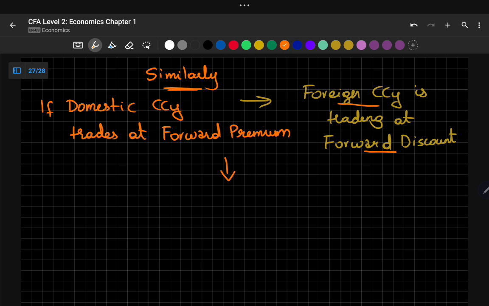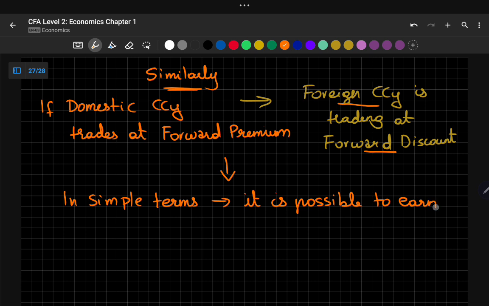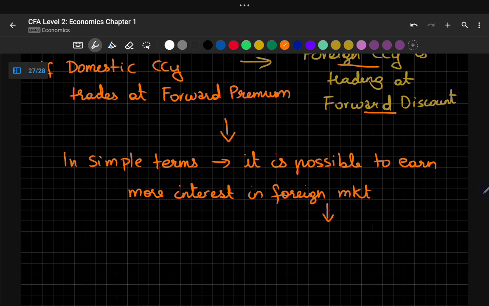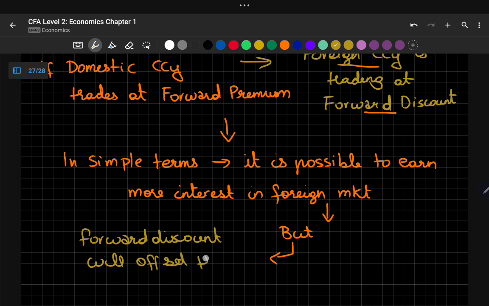So in simple terms, if I invest, it is possible to earn more interest in foreign market. But what will happen is that even if the interest rate in foreign market is higher, the forward discount will offset the higher interest earned.